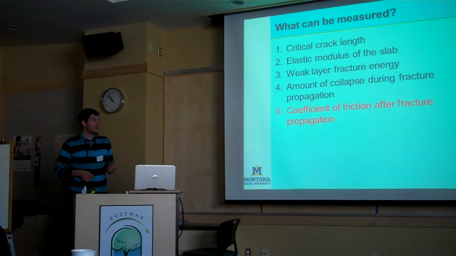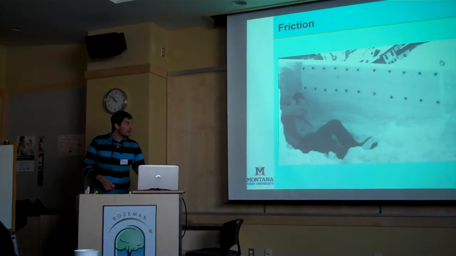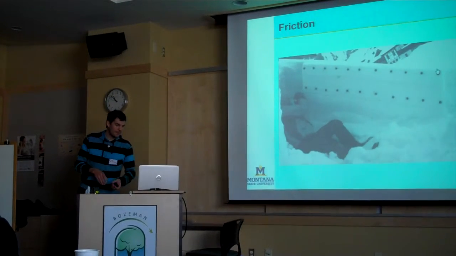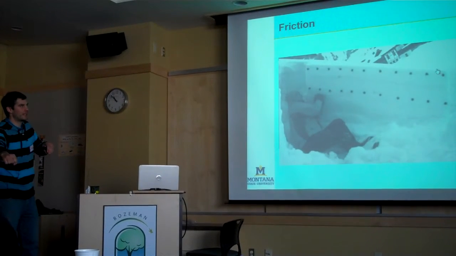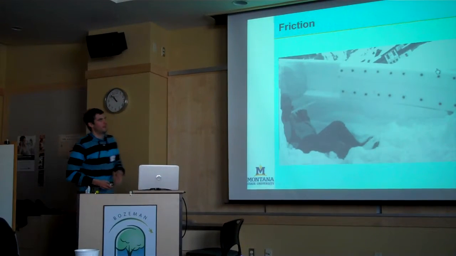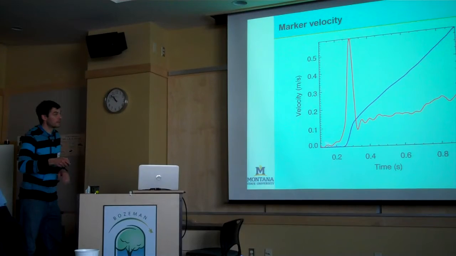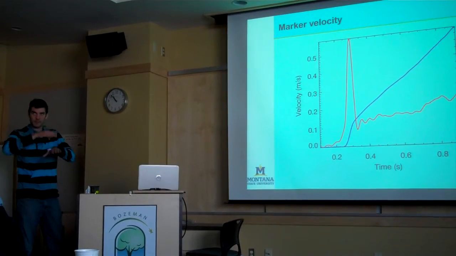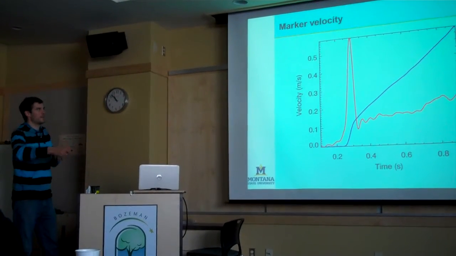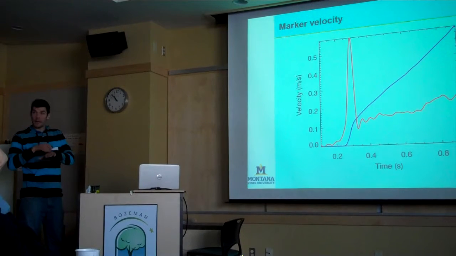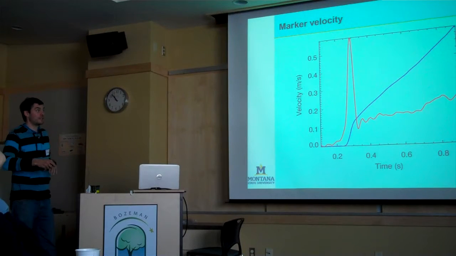And then the last one is the coefficient of friction after the propagation. And again, that little movie where the thing slides down. Essentially, as that block is sliding down, you have friction pulling it back, and you have gravity pulling it down slope, and you just get a certain speed of your markers. Here, you look at the speed of the markers. The red one is normal speed, so collapsing. A peak when the weak layer collapses, and then it sort of erodes away. And the blue one is the slope parallel speed of the marker. During the initial collapse, it's quite fast, means there's not a lot of friction.